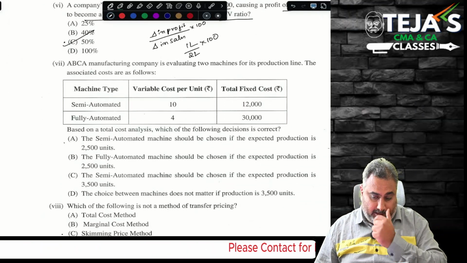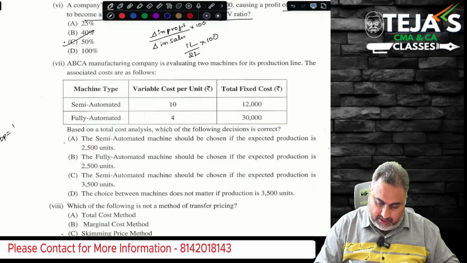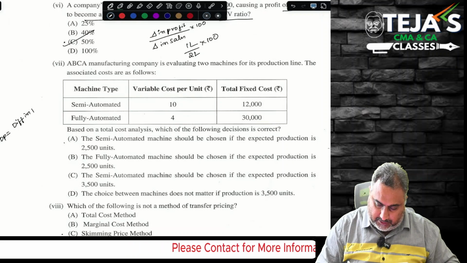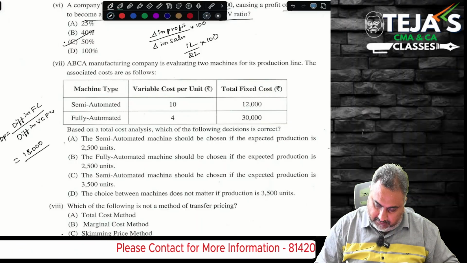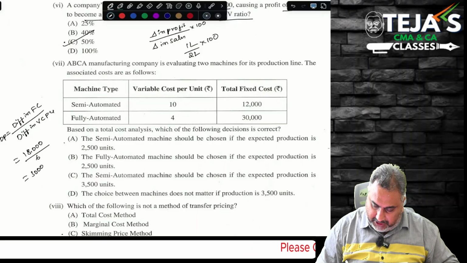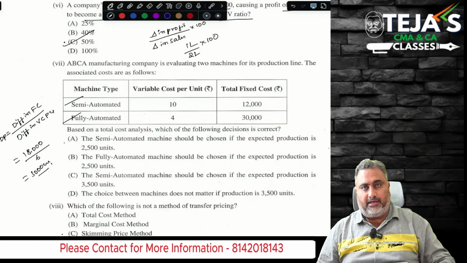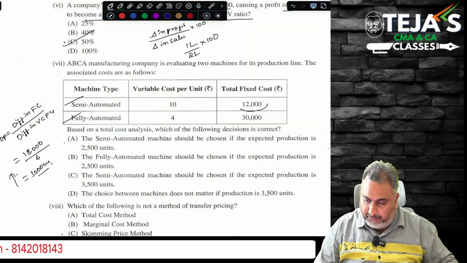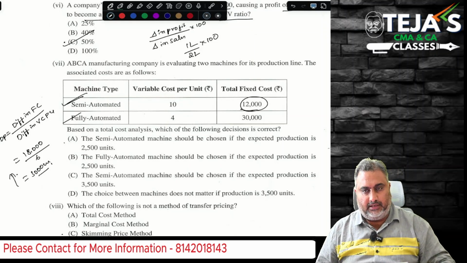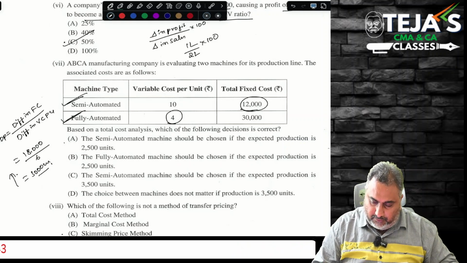Okay sir? And this is the indifference point, and we know the indifference point formula: difference in fixed cost divided by difference in variable cost per unit. That is 18,000 divided by 6, equal to 3,000 units. At the indifference point you can go with semi-automatic or fully automatic. Anything less than the indifference point you can go with low fixed cost, that means we can choose semi-automatic. Whenever it is above the indifference point, go with low variable cost per unit, then we may go with fully automated.